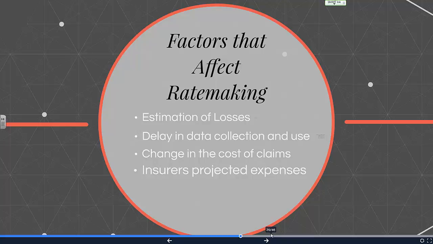Also, the insurer's projected expenses might change rates. Technology has made the claims process, for example, much more efficient and in most cases cost less. And finally, the target level of profit and contingencies. Especially for a publicly traded insurance company, the expected profit of its owners changes depending on the average profit for other investments. So while in one year the target level of profit might be 12%, in another year it might only be 10%.